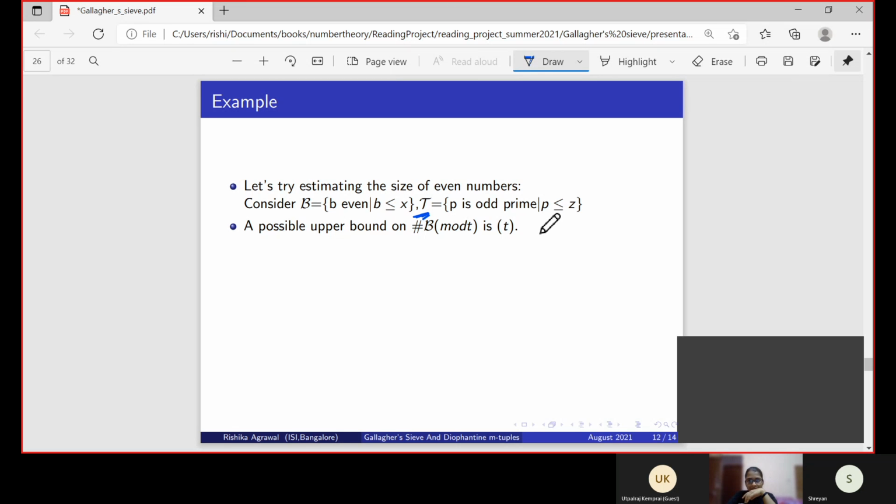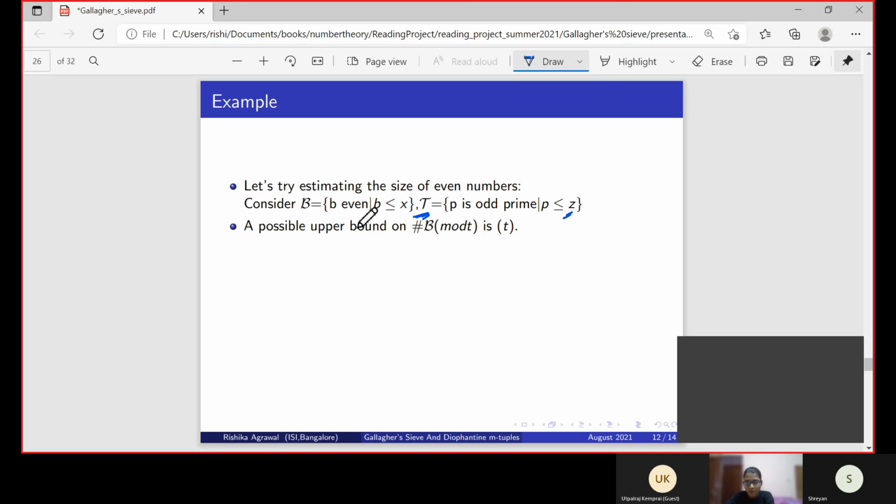So clearly this will give an upper bound, because there would be some primes between z and x, which would give me something that can give me numbers that would remain in B, that would not get sieved out by T. Okay, so a possible upper bound.